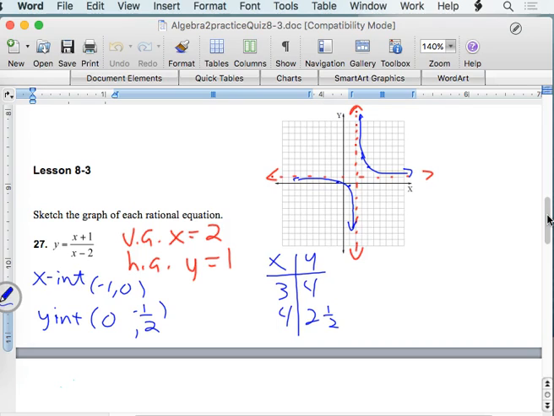So parentheses x plus 1 divided by parentheses x minus 2. Zoom 6. Looks like what we have. So always a good idea. Check it with the graphing calculator. Make sure things are going well.